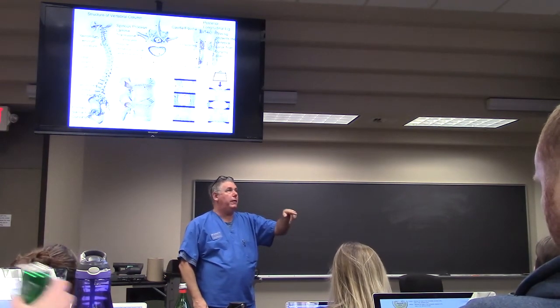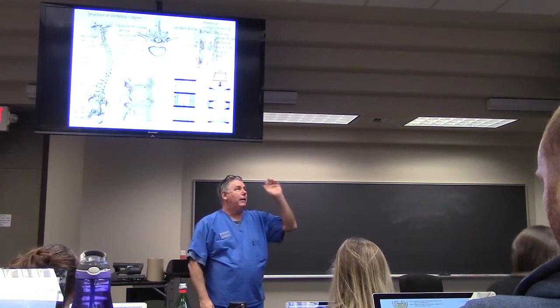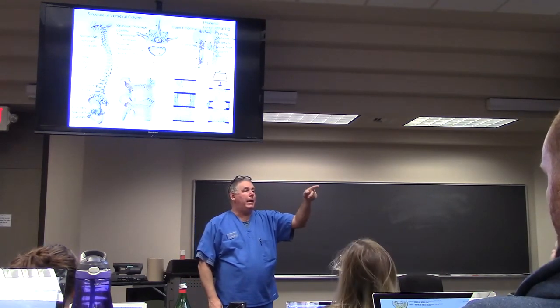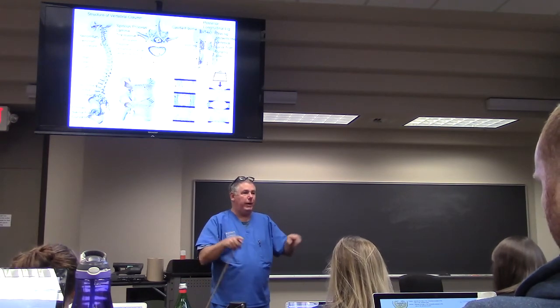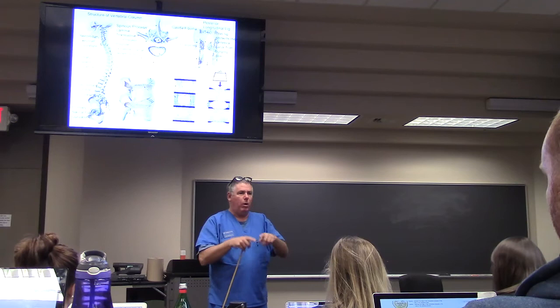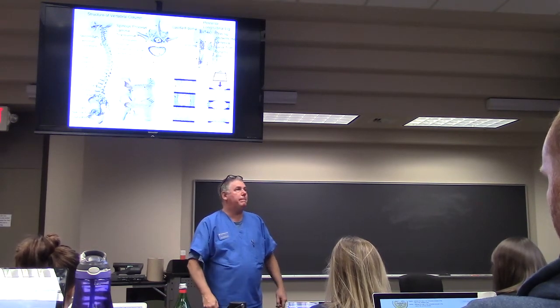The annulus fibrosus. Okay? It's sort of a cruciate form, a cross type form.